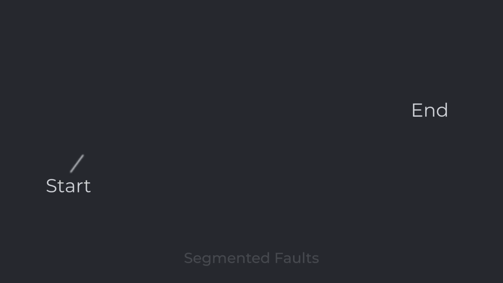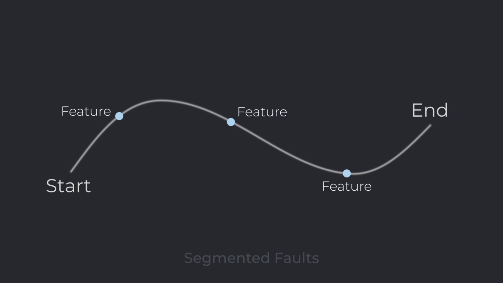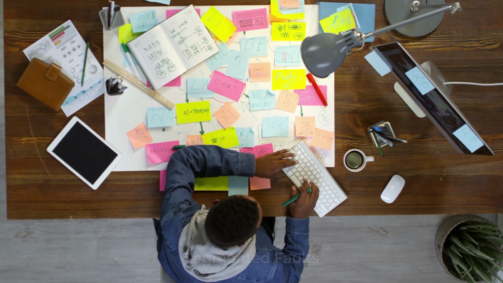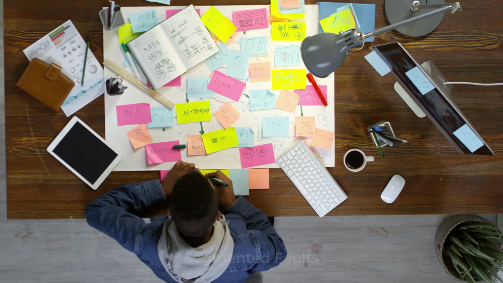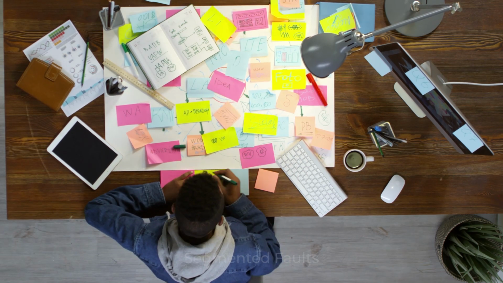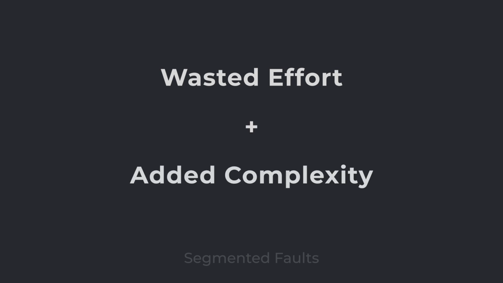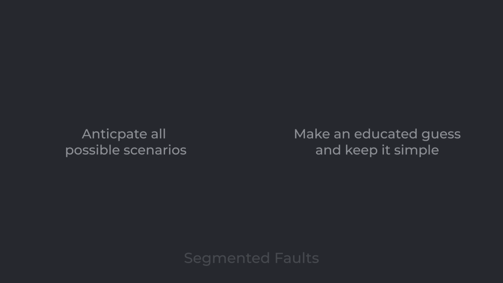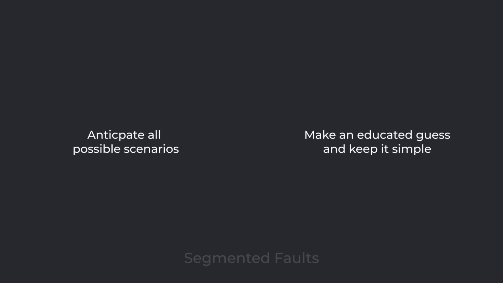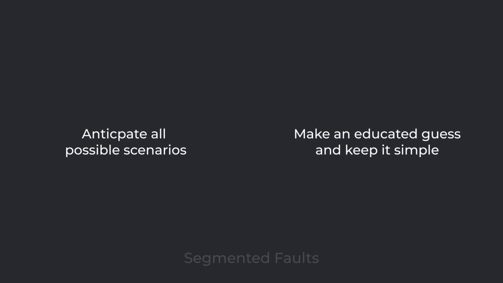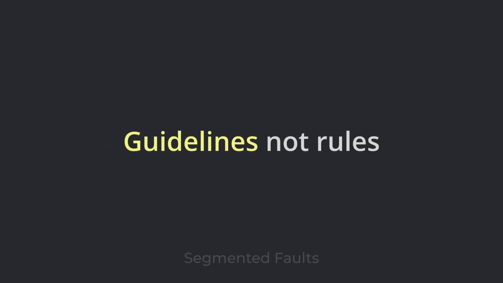In reality, however, we cannot predict all the changes we will need down the line. We could spend days anticipating all possible situations and planning for it. But what if those situations never occur? All that effort will be wasted, and we have added unnecessary complexity to our system. There's always a trade off between following the principle to 100% and keeping it simple. Again, these principles are guidelines, not rules.